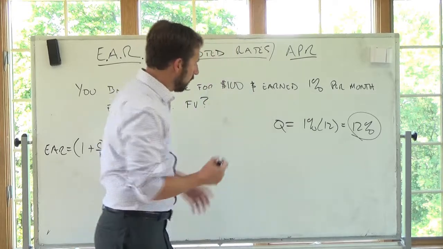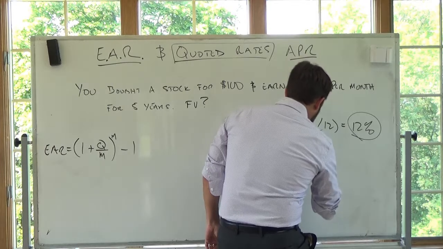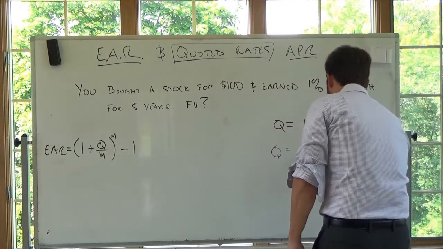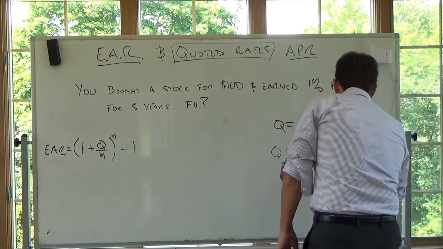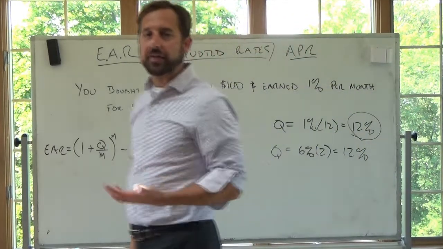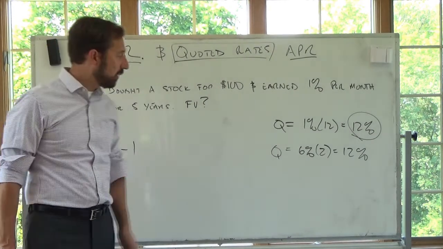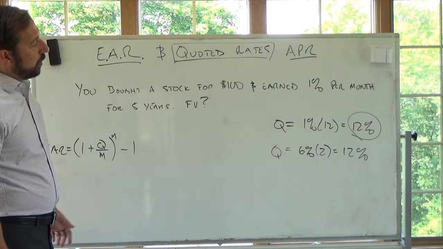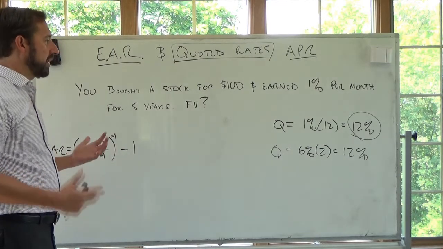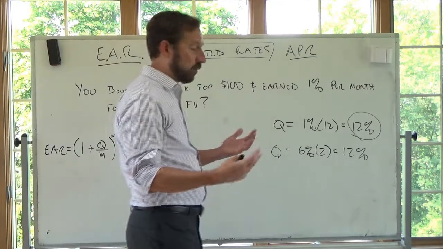So let's say we have another quoted rate. We have a bond, and it's 6% semi-annually. So our APR is again 12%. But these two are not the same. Paying 6% semi-annually is not the same as paying 1% every month. We can compare these and say which of these rates is more if we take into account compounding.